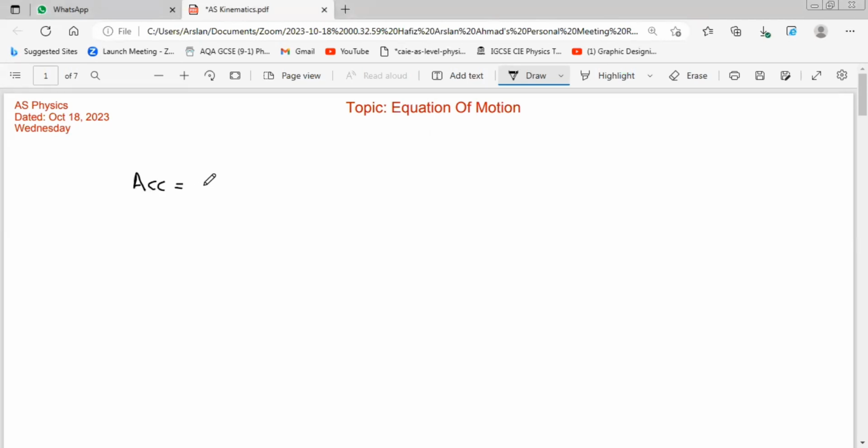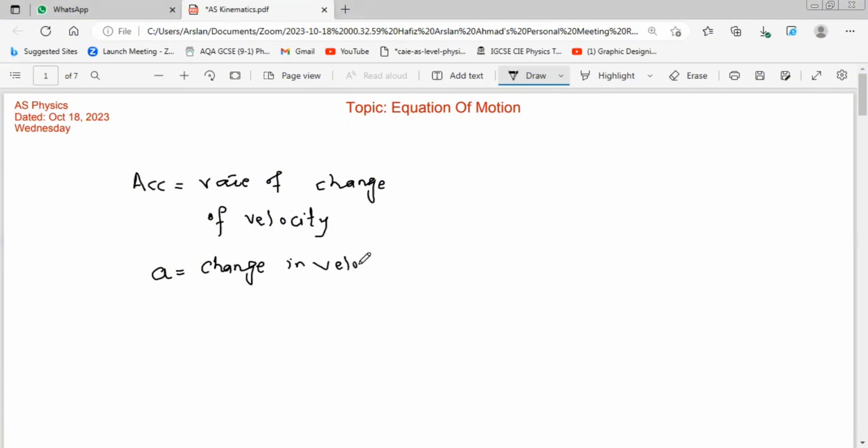Basically, acceleration is defined as rate of change of velocity. The formula of acceleration is: a is acceleration, which is equal to change in velocity. The word rate means divided by time. So acceleration is rate of change of velocity.